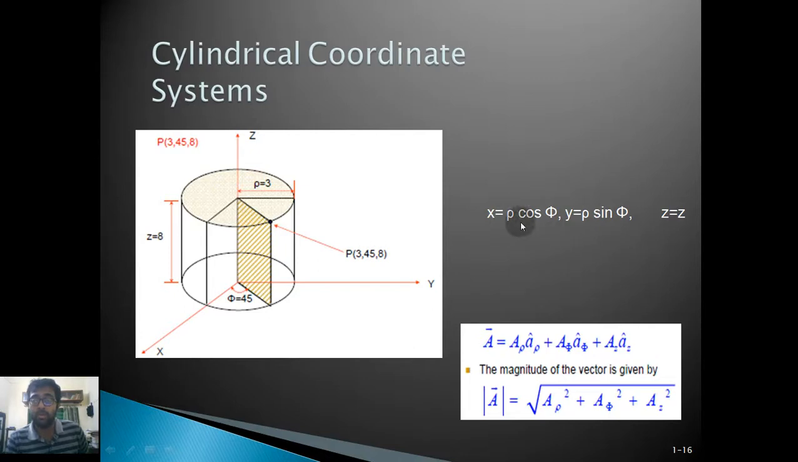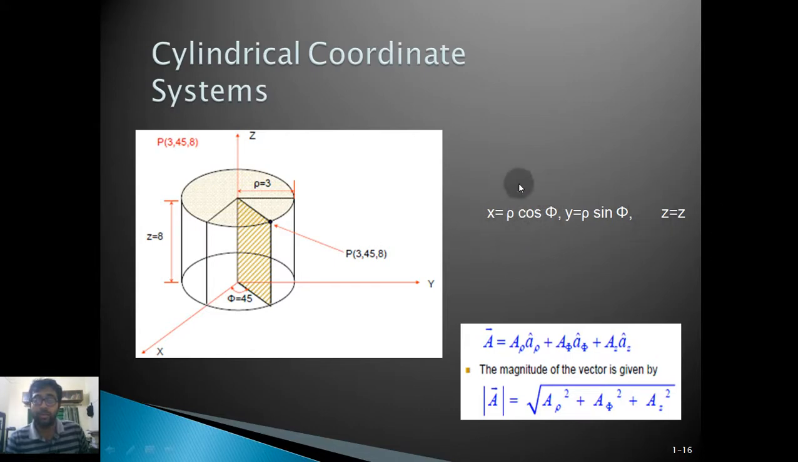Now here the value of x is equal to rho cos phi, the value of y is equal to rho sin phi, and z is equal to z. It is nothing but the transformation of the circular cylindrical coordinate system into the Cartesian coordinate system. Here the value of z in the Cartesian coordinate system and in the cylindrical coordinate system is the same. It is the z axis, and the representation of this coordinate is the same. That's why we have described it using z is equal to z.